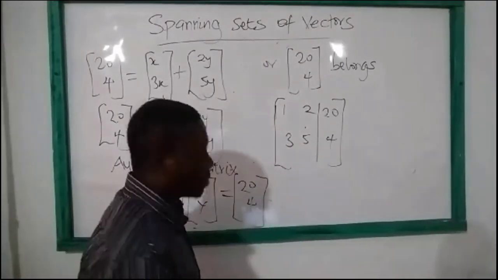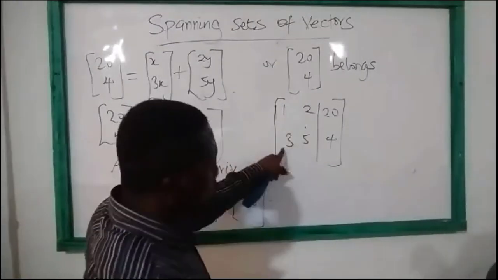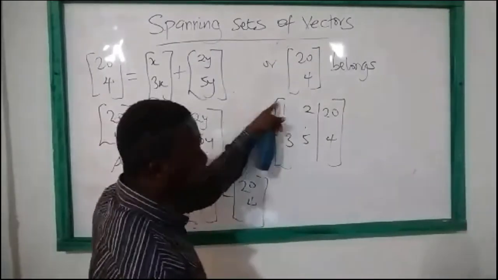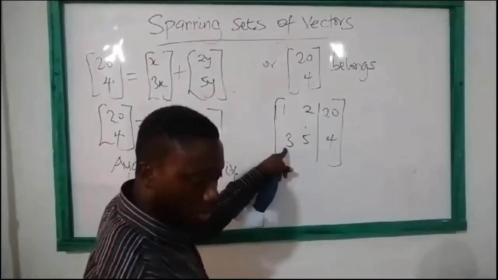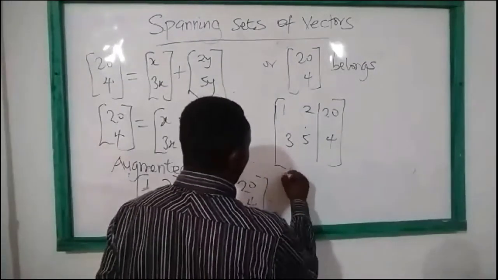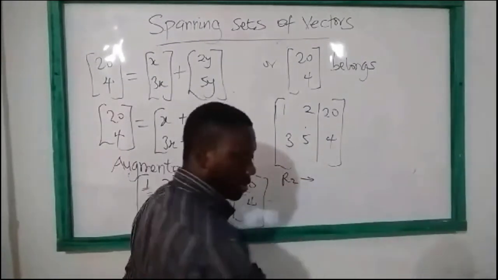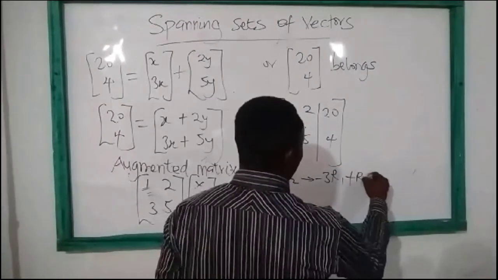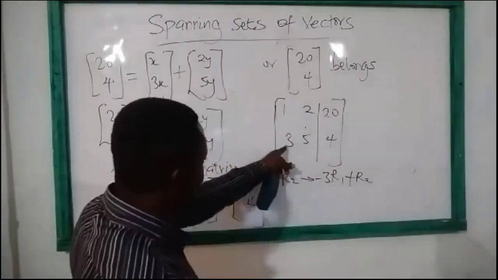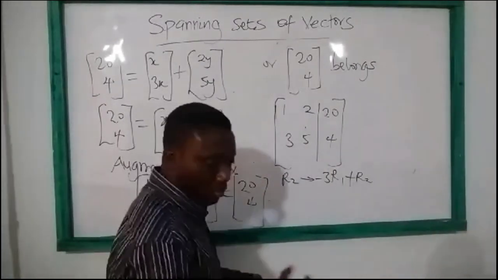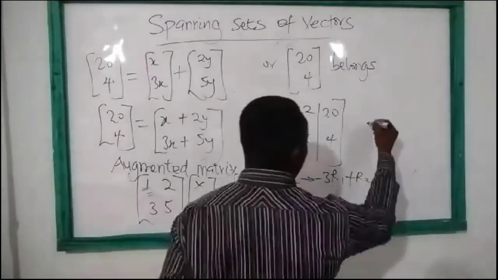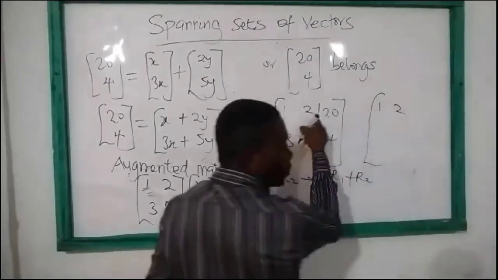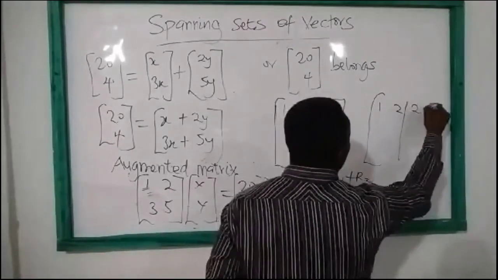Okay, so let's make progress. We want to change this 3 to 0. How do we go about it? We can multiply row 1 by negative 3. So we can say that row 2 becomes negative 3 times row 1 plus row 2, and then we get this entry to be 0. Row 1 is not changing, so it will still be the same thing.